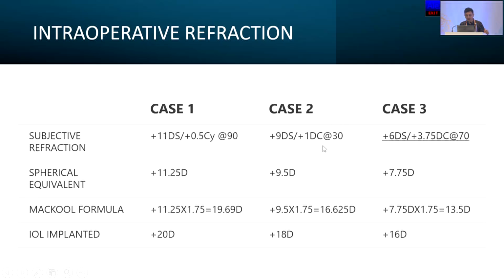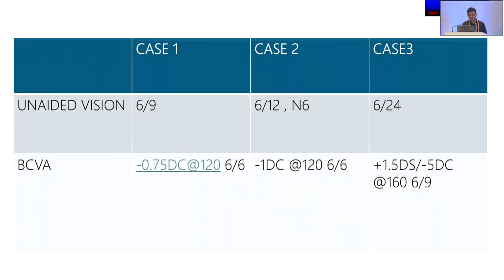This is not a simple case. If you take the last case, the keratoconus case, plus 6 into plus 3.75 into 70 degrees. Actually, the patient has with-the-rule astigmatism on topography, but he is accepting against-the-rule. So in these cases, we just go ahead and put in the spherical equivalent, then post-operatively we give the refractive correction, some spectacle correction. So this is how they improve very nicely.